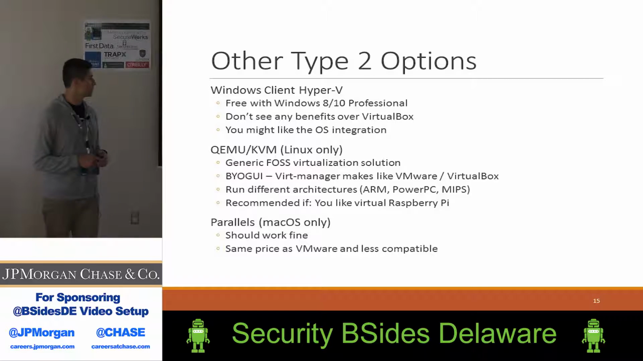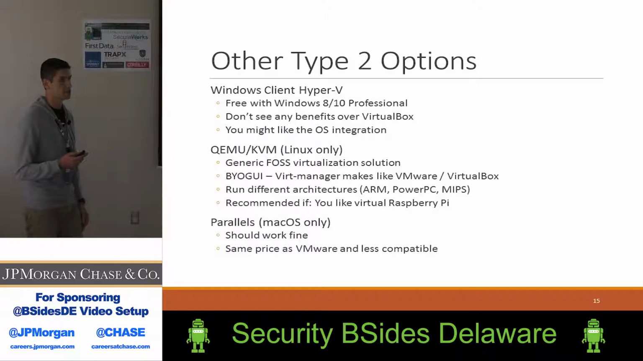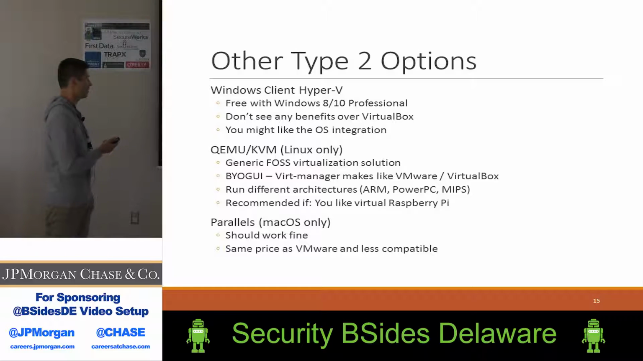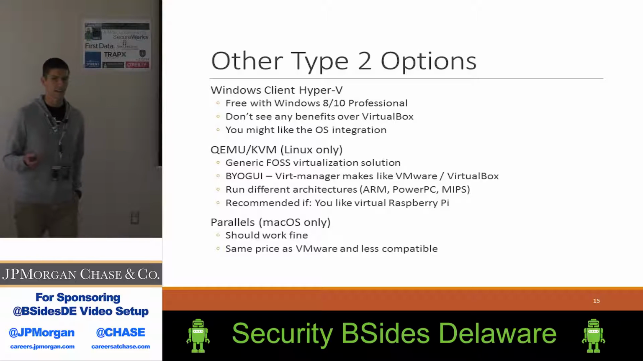The main thing I would say about this is that it does not come with the GUI. It's kind of bare bones. If you want to add a GUI to it and make it act like VirtualBox, Virt Manager is one of the standard options for that. You can run different architectures on this. That's one of the other key points. If you want to run a Raspberry Pi virtually, you can do it with QEMU and KVM. So that's one thing that if you have a side case like that, you might want to consider this solution.